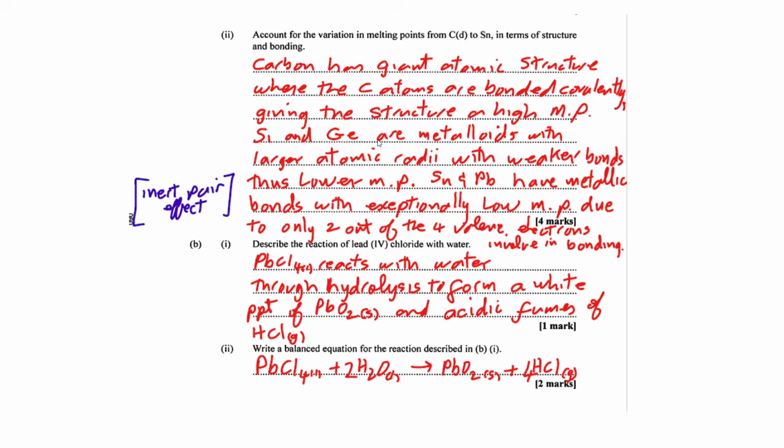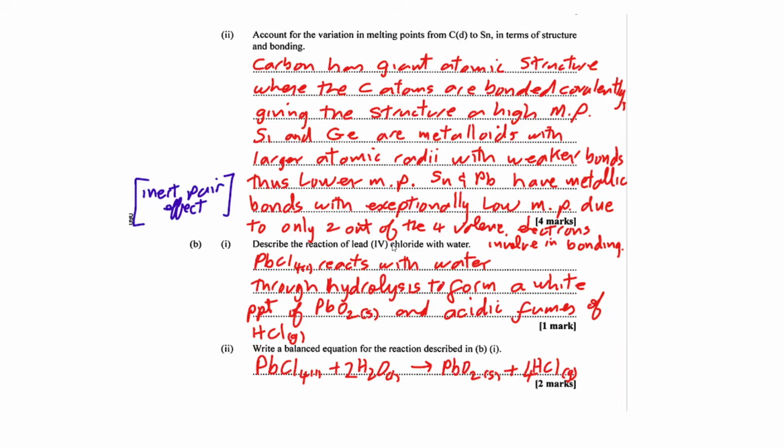Going from silicon to germanium, these are metalloids, and these have larger atomic radii with weaker bonds. Now, if you have larger atomic radii, your bond length increases, which makes the bond weaker and thus lower melting point. Looking at now tin and lead, they have metallic bonds with exceptionally low melting point due to only 2 of the 4 electrons being involved in bonding.